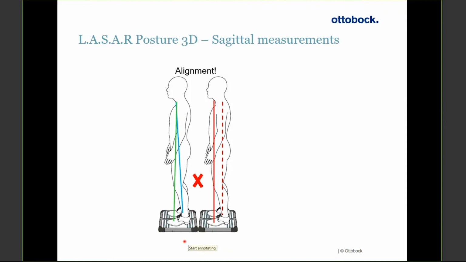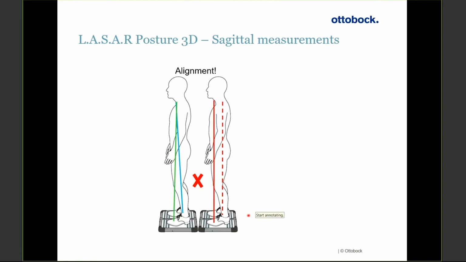So here, what you're seeing on each part is, on one side, the 3D L.A.S.A.R posture, and just for reference, on the other image, you're seeing what the 2D would show you. So the solid line and the green line is this gentleman's left leg here, and the blue line and the dotted red line are the contralateral side.